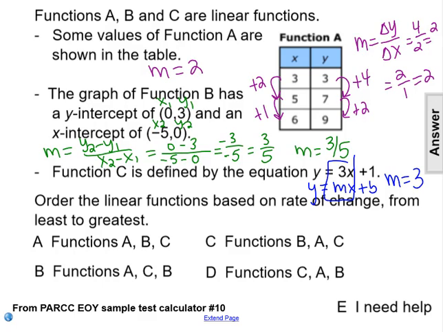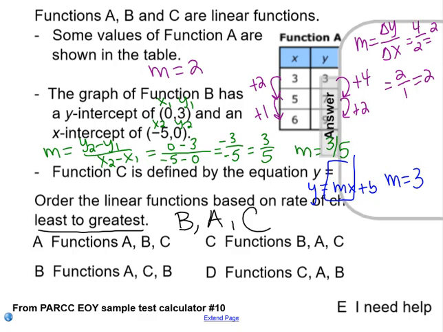So now we're comparing these functions. We have 2, 3/5, and 3. If we want to list these functions based on the rate of change from least to greatest, the function with the smallest or least rate of change would be function b. Then we have function a at 2, and then function c at 3. So our order would be functions b, a, c, which means our answer is choice C.